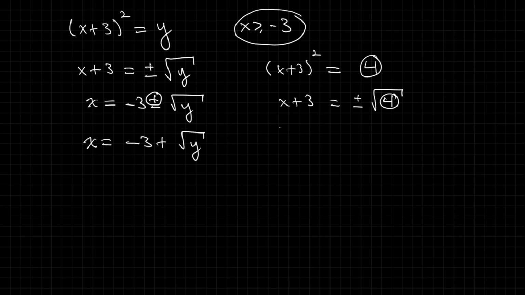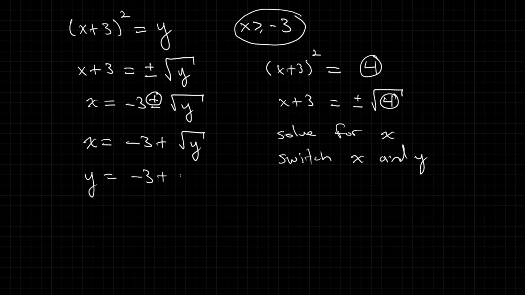Now remember, in order to figure out the inverse, we set f of x equal to y, we solve for x, and then we switch x and y. So we'll go ahead and switch x and y. Y is negative 3 plus the square root of x. And so our inverse function, replacing y with f inverse, is f inverse of x equals negative 3 plus the square root of x.